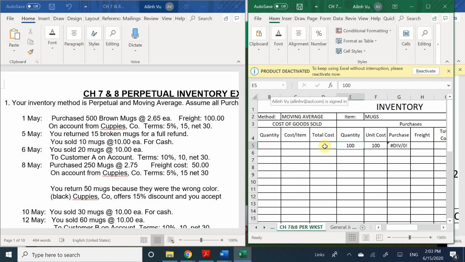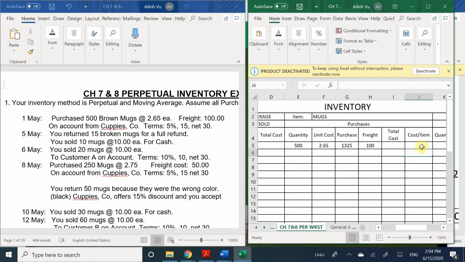Okay, so the quantity here is 500 and the unit cost is $2.65. So this formula here is going to be this multiplied this. And then my freight was 100. And my total cost is going to be this plus this. And my cost per item is going to be this divided by this. So I get $2.85 each.